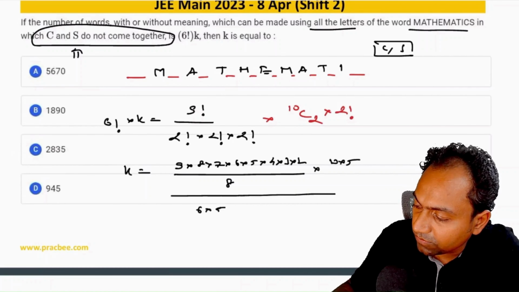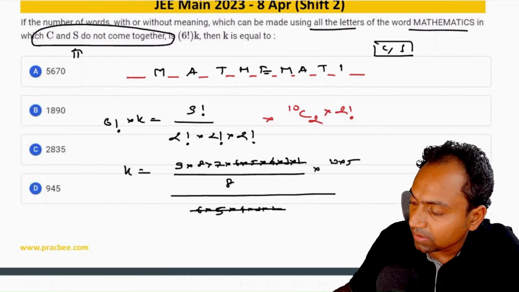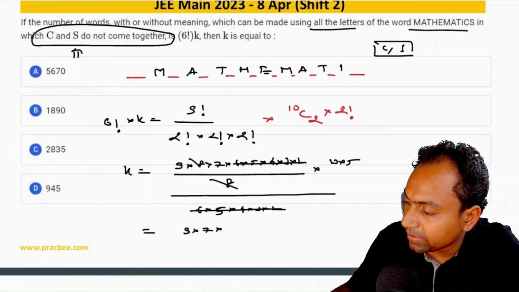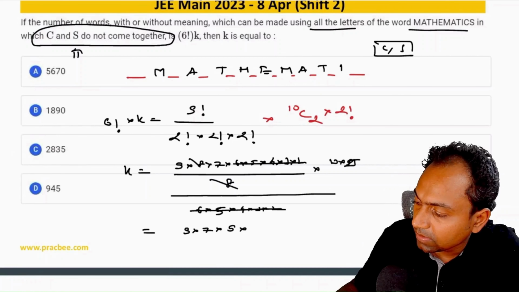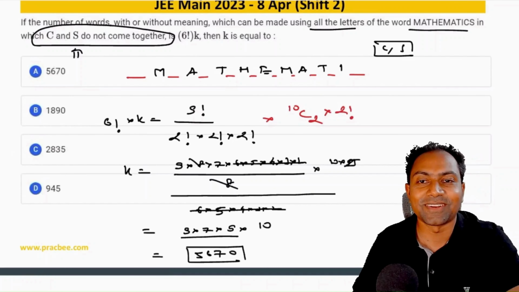So 6 into 5 into 4 into 3 into 2. So we can cancel these terms out. If I simplify this, this 8 will also get cancelled out. So what we are getting is nothing but 9 into 7 into, again one more, 9 into 10. So if you simplify, it becomes nothing but 5670, which is nothing but our answer.